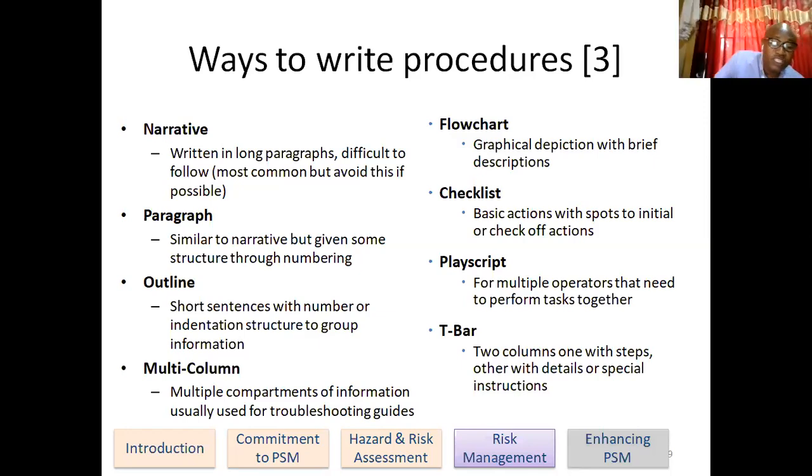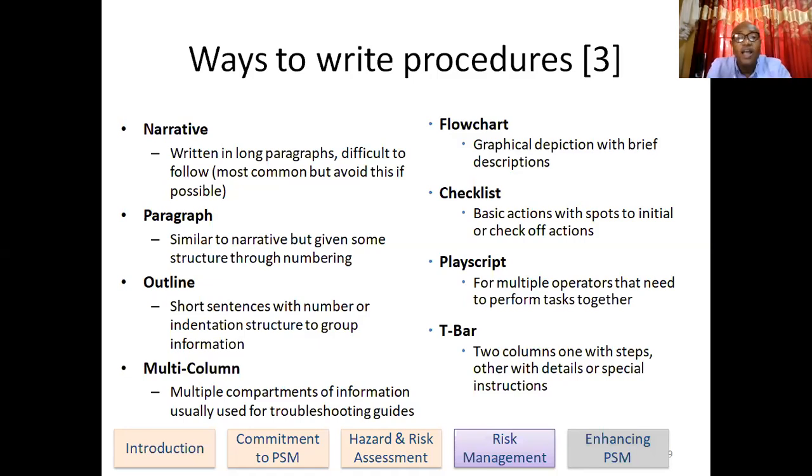Some procedures can be multi-compartment of information, usually used for troubleshooting or guides. Some procedures can also be flow charts, flow diagrams. From step A to step B, from step B to step C to step D, then go back to step A before you come to step F. Some people say, but from D you should go to E now. But no, there's a reason why they said it must go back to A before it goes to E. So you must follow a flow chart.